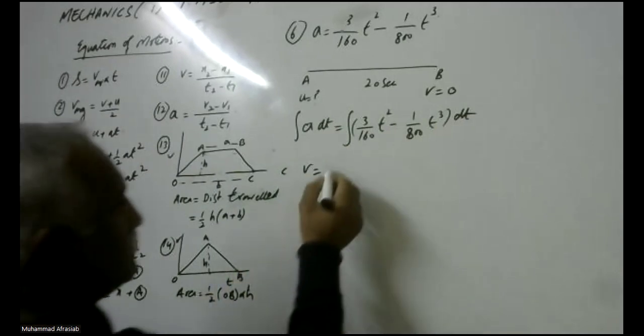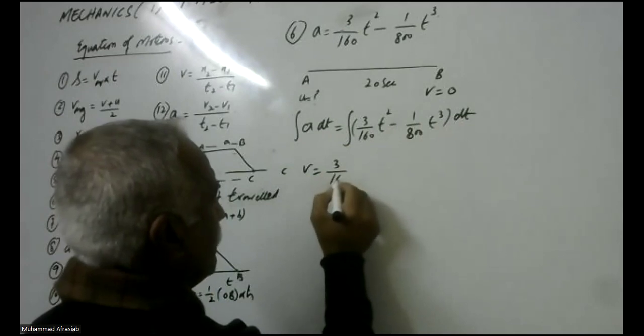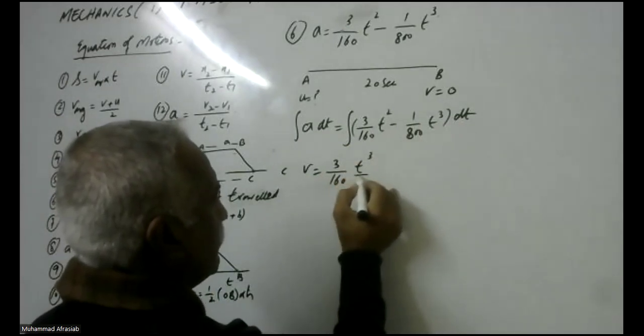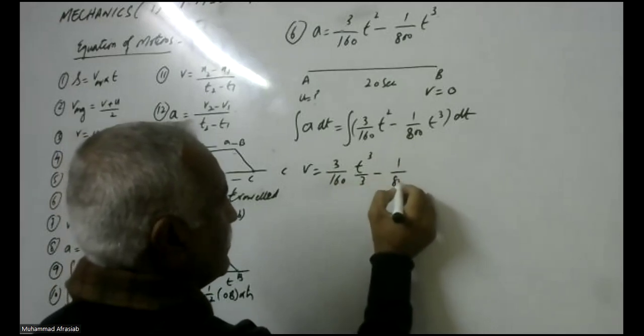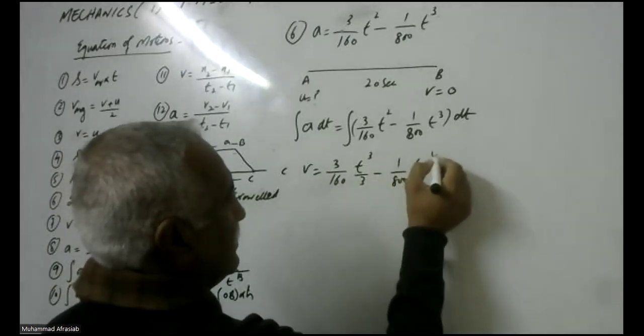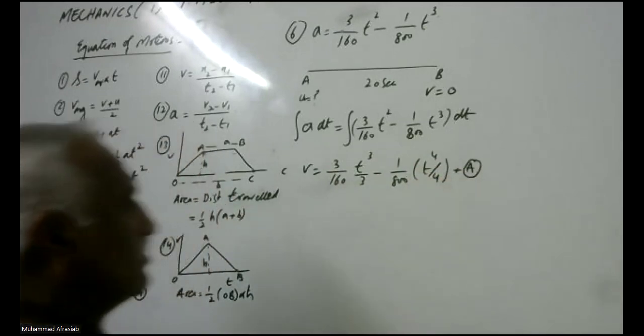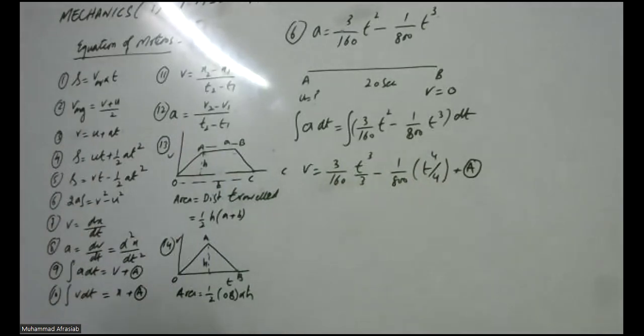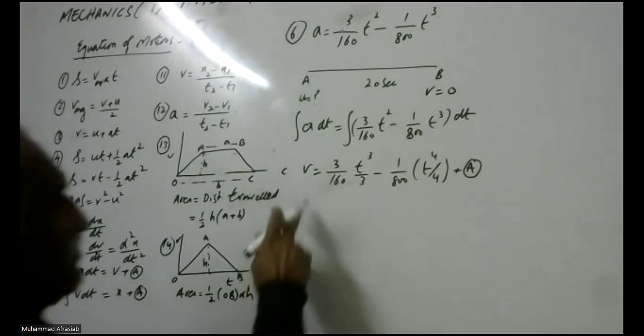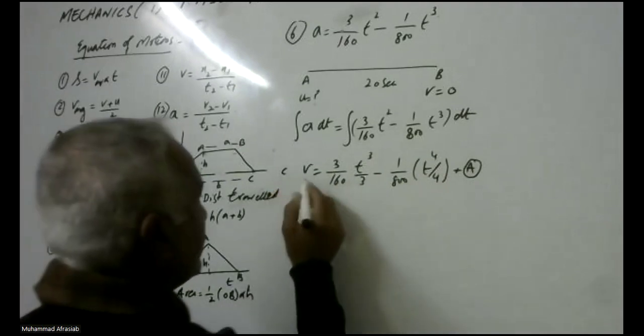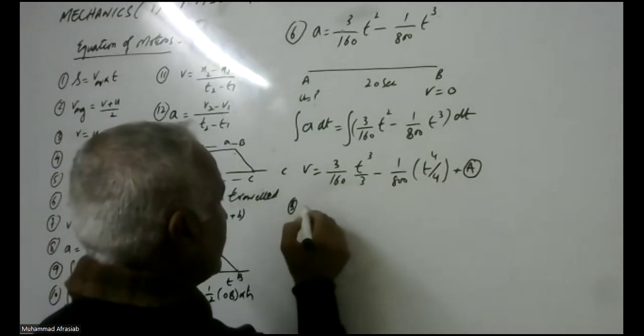After integration, v is equal to 3 over 160 times t cubed over 3 minus 1 over 800 times t to the power 4 over 4 plus a constant of integration, because we don't know the limits of this integration. But they stated in the problem that it takes 20 seconds to reach B, where the speed at B is equal to 0. So we put this condition into this velocity: at point B, velocity is equal to 0.